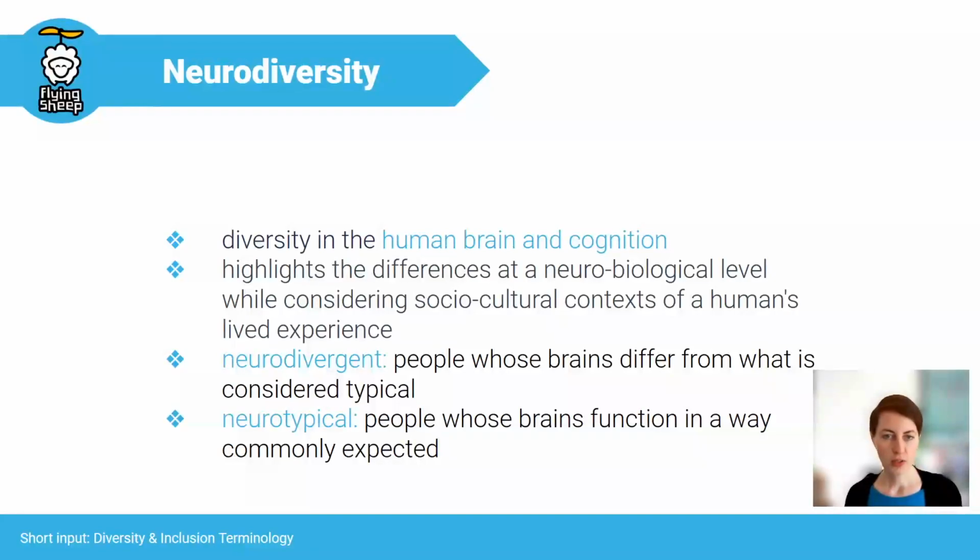People whose brains differ in mental or neurological function from what is considered typical or normal are called neurodivergent. It's a term that's frequently used with reference to autistic spectrum disorders, but also encompasses other types of cognitive variations. By contrast, the term neurotypical refers to people whose brains function in a way that is commonly expected or framed by society as normal. Now, these two concepts will also be explored further in a short input about neurodiversity at the workplace, so make sure to check that one out.